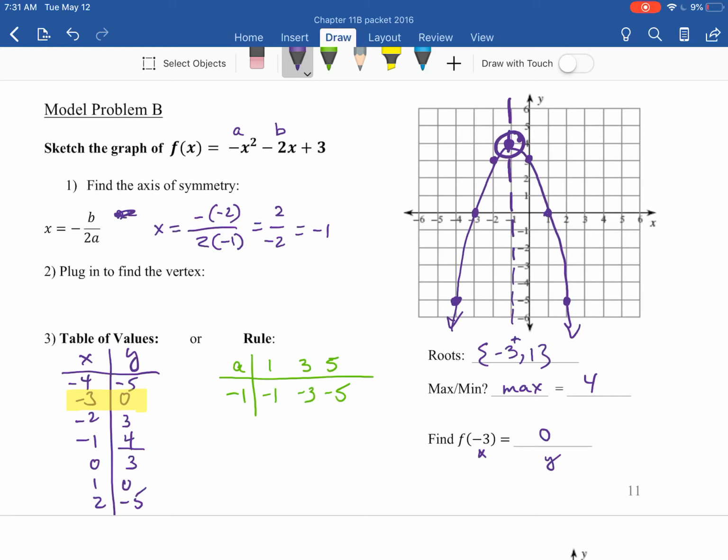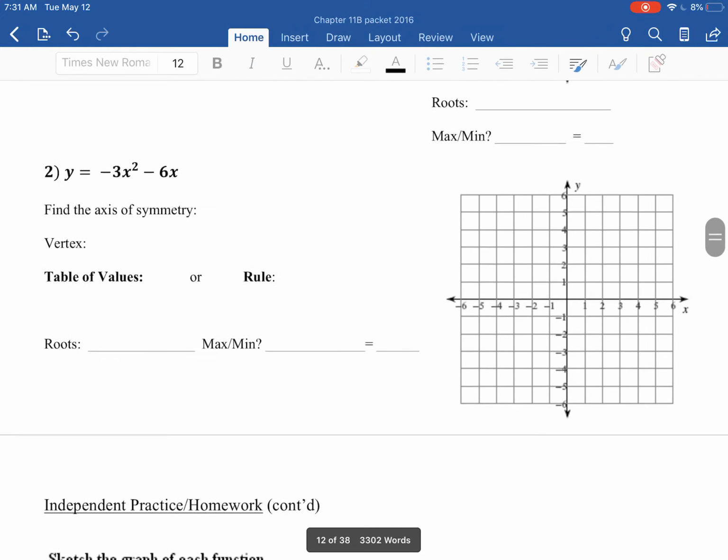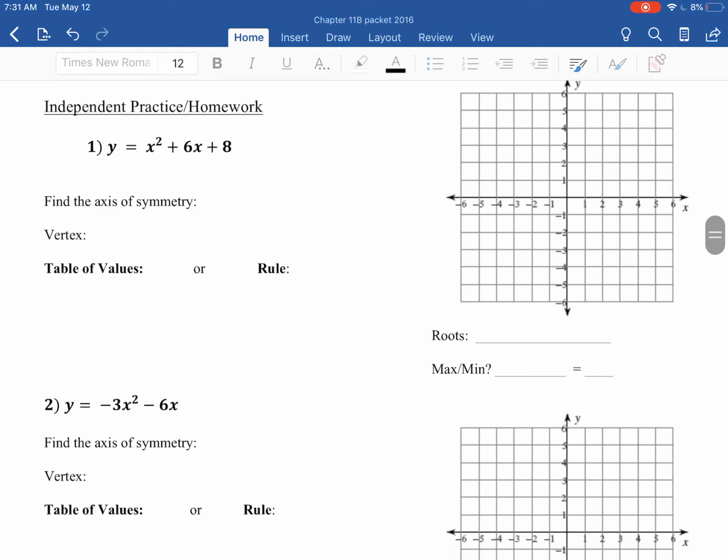Okay, so I will put the answers to exercise B, which will be an independent, in a media album. I will post it in the folder. So you can do that one independently so I can end the video. And then your job, of course, is to do the independent practice and homework.